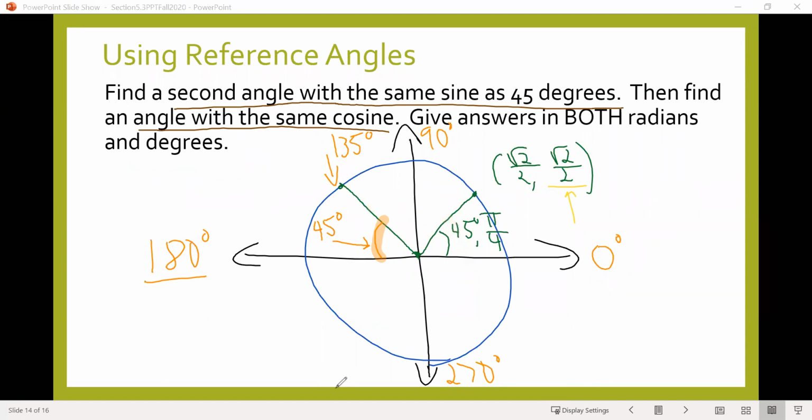And then we can also have an angle down here in the third quadrant, whose reference angle is 45 degrees, so down here. And now that's going to be an angle that's bigger than 180 degrees with a reference angle of 45. So in this case, we'll do 180 plus 45 degrees, and that will give us 225 degrees.